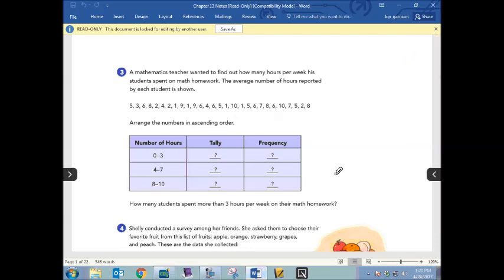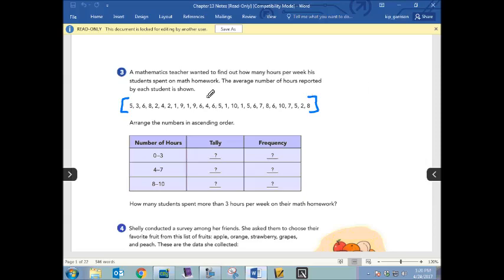This will be the last one we do here. Now, this would be kind of what it looks like. If I gave you that big, long data, all those numbers right there, I guarantee that doesn't mean a thing to anybody. And that's what displays and these tables and different things like this do. They give us a visual so that we can make very simple observations from it, so we can answer questions. I can't answer anything about this. So a math teacher wanted to find out how many hours per week his students spent on math homework.